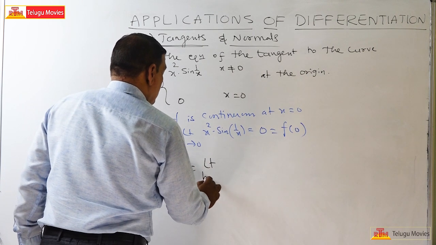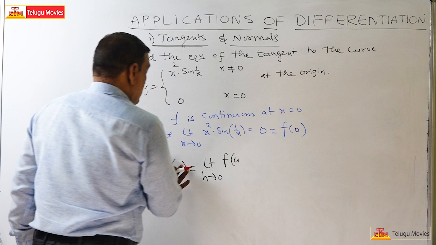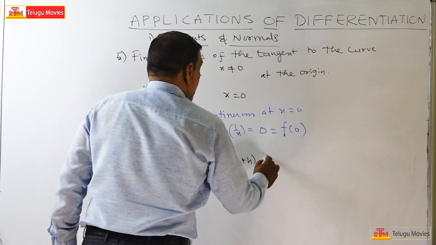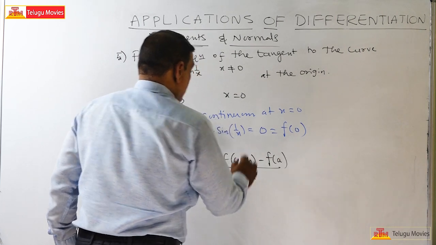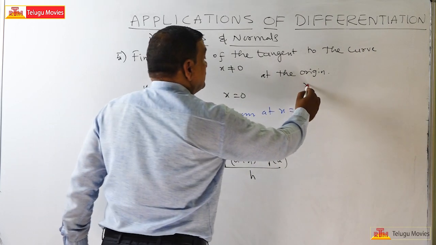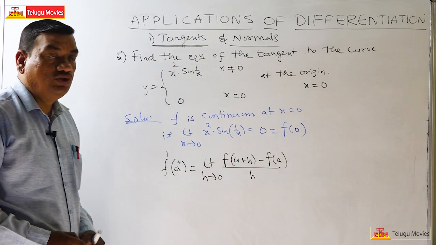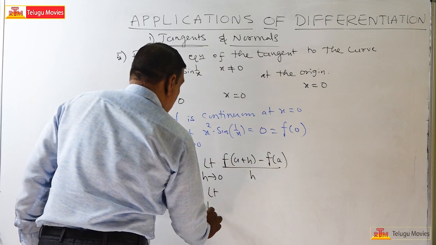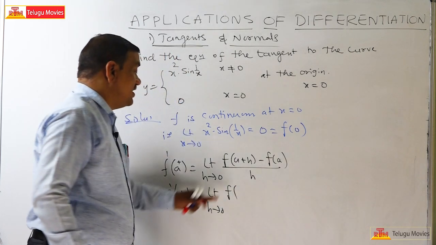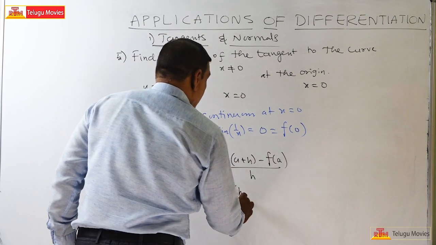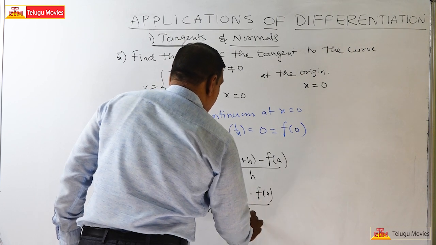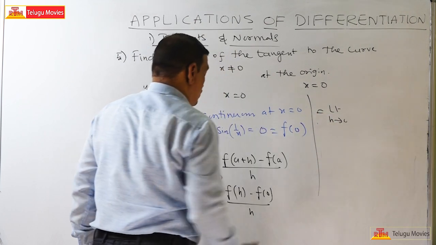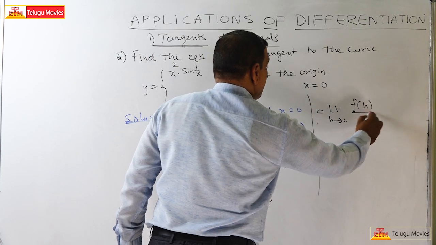That means limit h tends to 0. Let me just write the formula: f of a plus h minus f of a, whole divided by h. Here at the origin, x is equal to 0 we are checking. That means f dash of 0 plus is equal to limit h tends to 0. Wherever a is there, substitute 0: f of h minus f of 0 by h. So that is equal to limit h tends to 0, f of h by h.